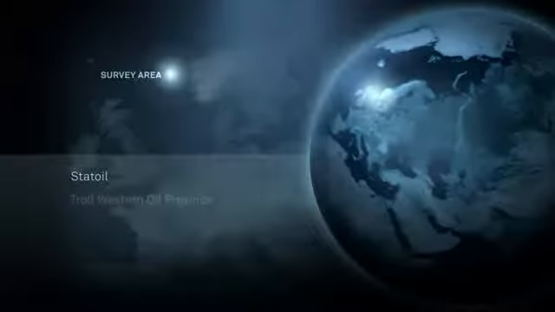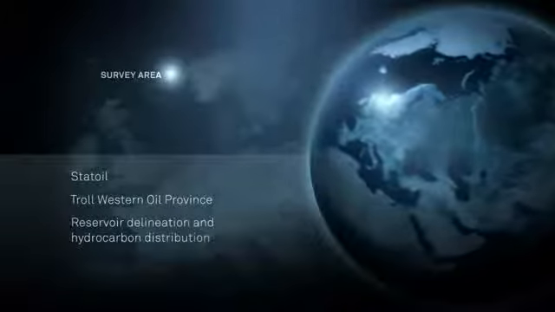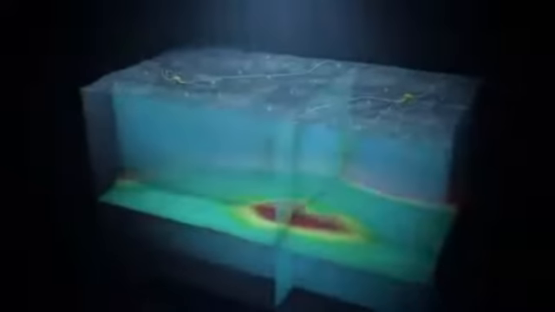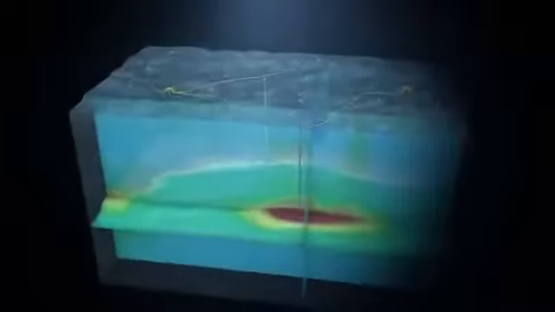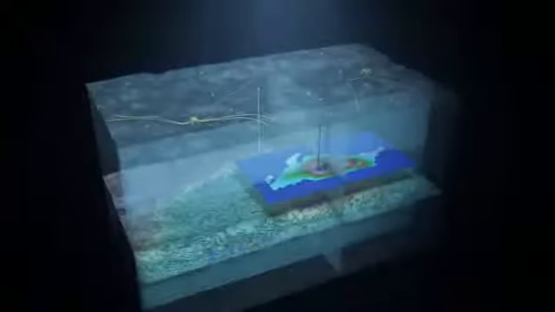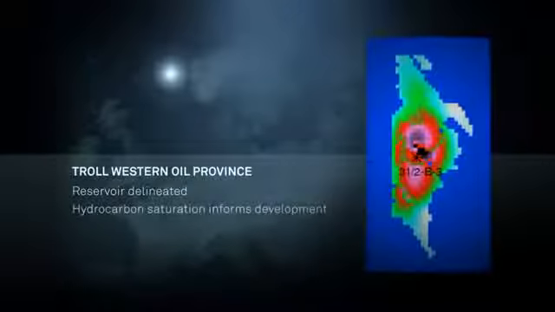In the North Sea, we cooperated with Statoil to assess our latest 3D EM technology in the well-known Troll Western Oil Province. 3D inversion of EM data clearly delineates the reservoir. The dry well falls outside the boundary. And by combining porosity information derived from seismic inversions with water saturation data from EM inversions, we have calculated hydrocarbon saturation volumes for the entire reservoir.